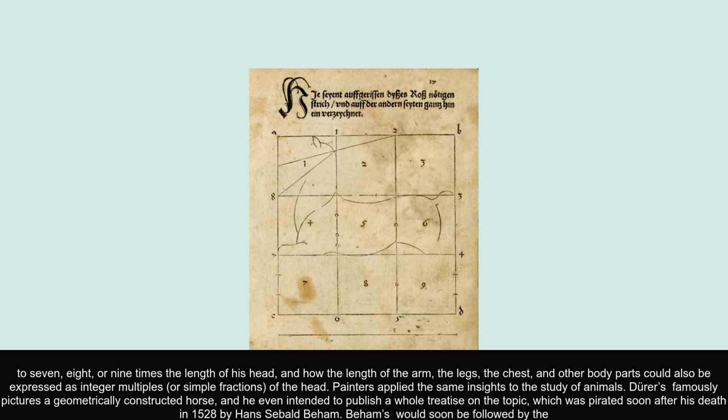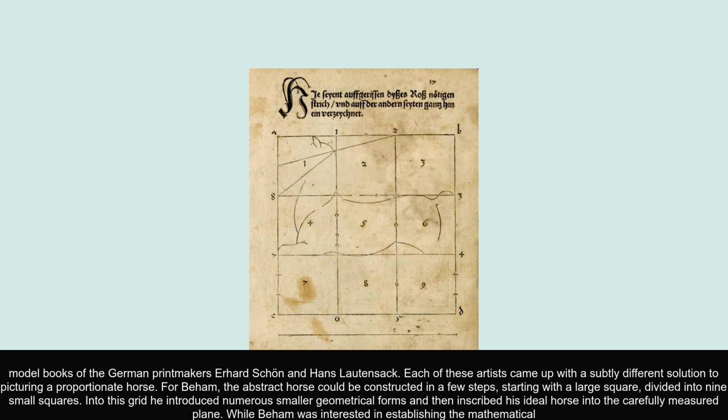Dürer famously pictures a geometrically constructed horse, and he even intended to publish a whole treatise on the topic, which was pirated soon after his death in 1528 by Hans Sebald Boehm. Boehm's would soon be followed by the model books of the German printmakers Erhard Schern and Hans Lauf-Densack. Each of these artists came up with a subtly different solution to picturing a proportionate horse.